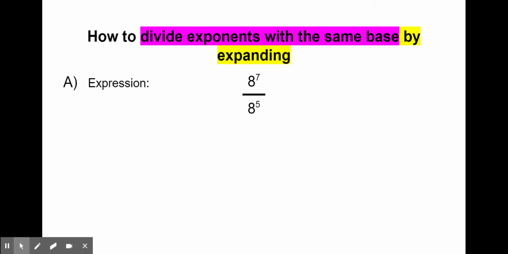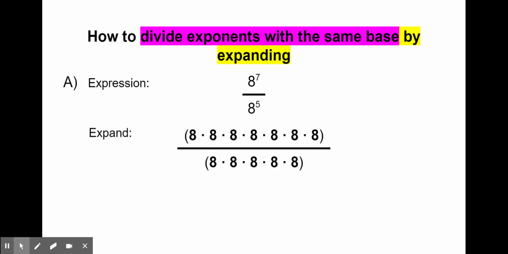All right, now that we have this, we're going to expand this expression. Remember, when we expand a base and an exponent, it means we're taking our base and multiplying it by itself as many times as the exponent tells us. So in the numerator, remember that's the top of our fraction, we have 8 to the 7th power. That means we're going to have 8 times itself, and there's going to be 7 of those in the numerator. In the denominator, remember that's the bottom of our fraction, we have 8 to the 5th. So it's going to be 8 times itself, and there are going to be 5 of those in the bottom of our fraction.